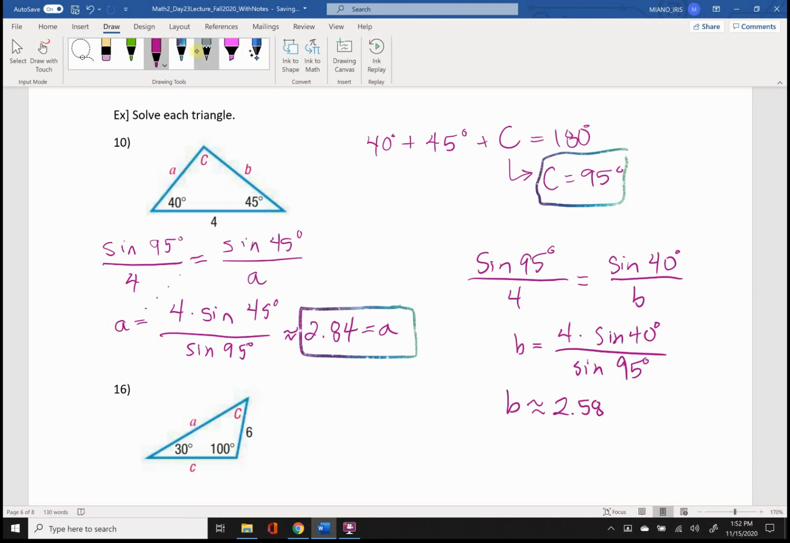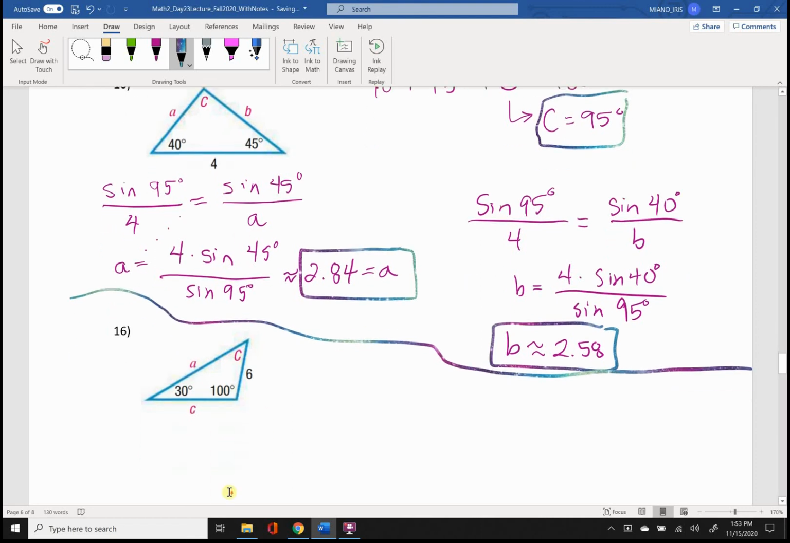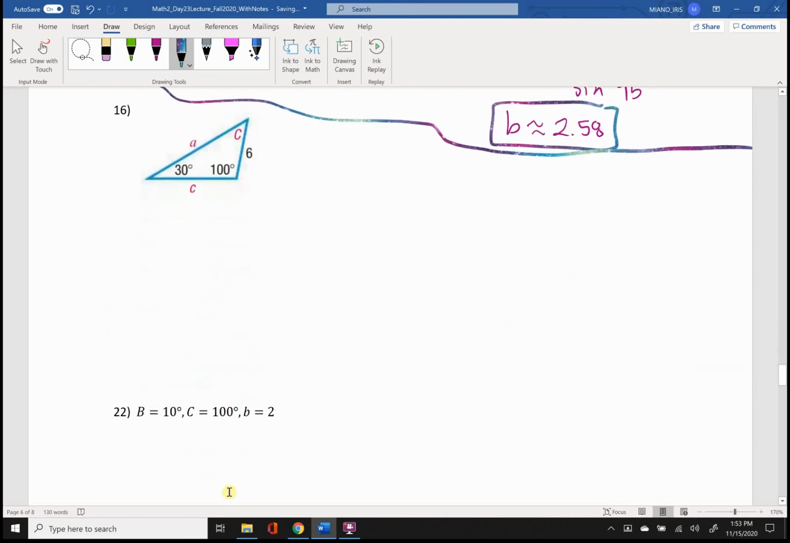Okay, and there you have it. Let's do this one more time, but for a different triangle, and that is number 16. So I'm going to put a little line there just to make sure it doesn't bleed over. Again, we have 2 angle measurements out of the 3, so we can start there and give the value of C: 30 degrees plus 100 degrees plus whatever C is has got to sum to 180 degrees. So that means that C equals 50 degrees, if I'm not mistaken.